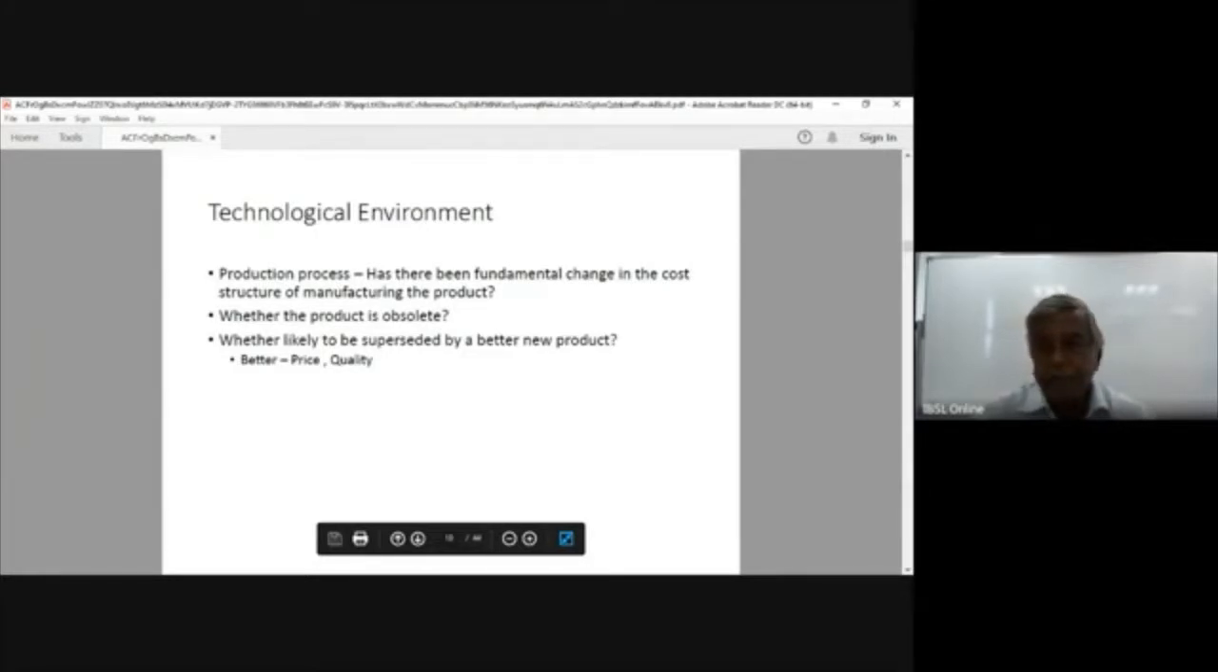In the technological environment, the important thing is the production process. Production process means how a product is made. Has there been a fundamental change in the cost structure of manufacturing the product? A good example, a very old example, but it's better to know that one.